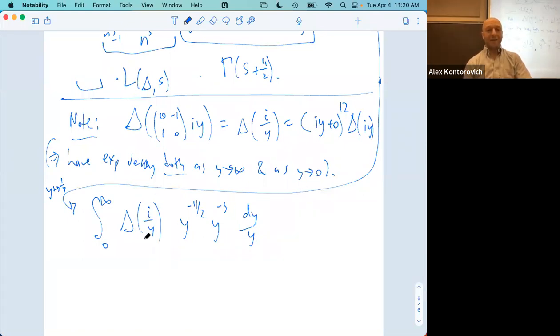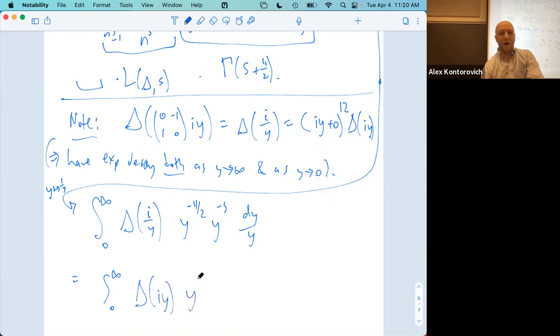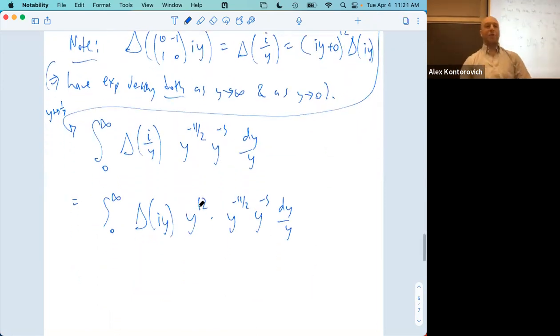And what is this? We just said what this is. This is the integral from 0 to infinity. i to the 12 is 1. 12 is a multiple of 4. So I have delta of iy, y to the 12, well, let me just leave it there, times y to the minus 11 halves. And now I see that I did do it right, in fact, because 12 is 24 halves.